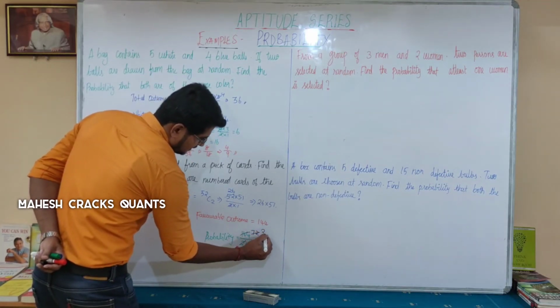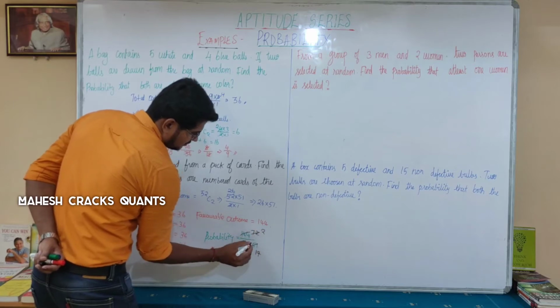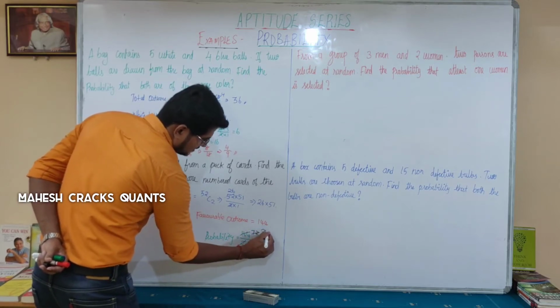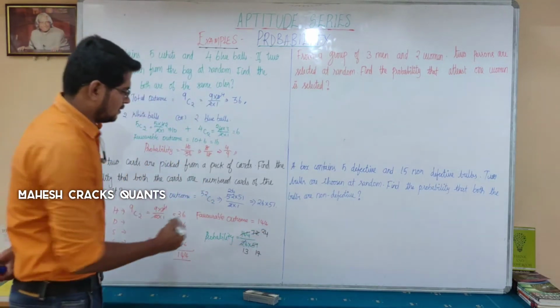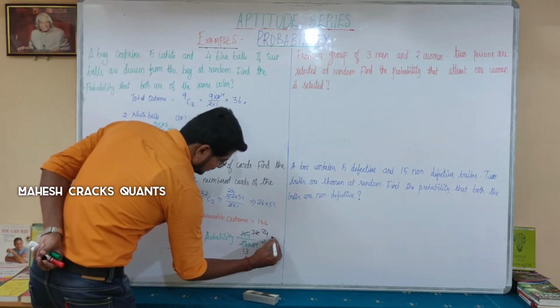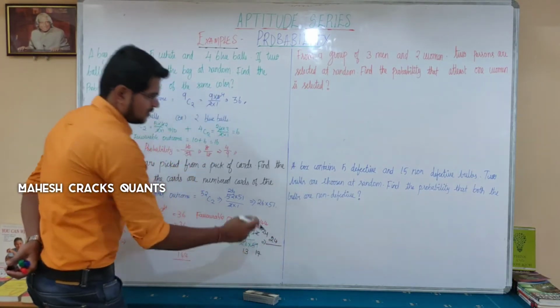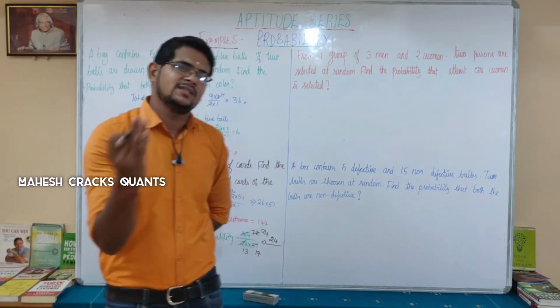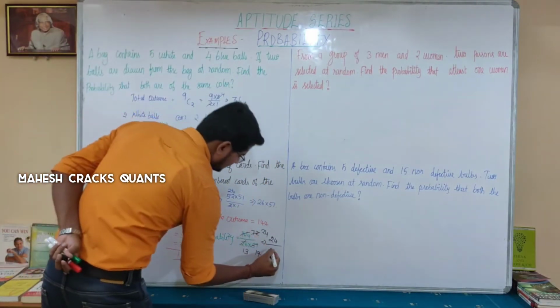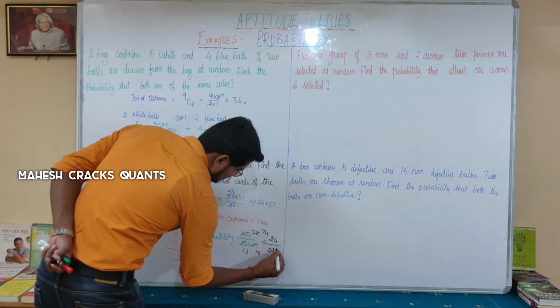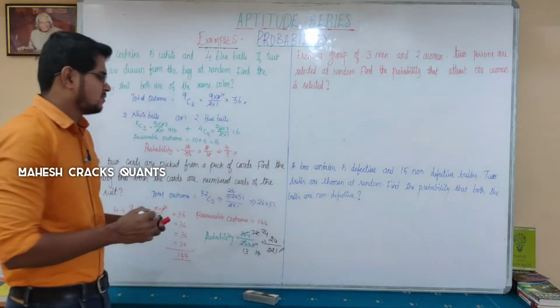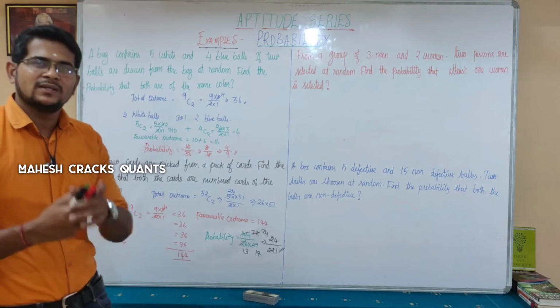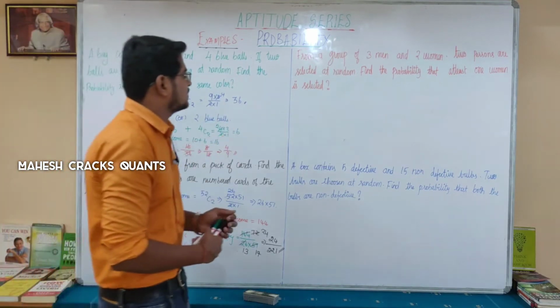Here 24 times 3 is 72. So multiply 24 divided by 13 into 17. 10 times 17 is 170. 3 times 17 is 51. So 13 into 17 is 221. So the answer for this question is 24 by 221. Okay, are you clear? Let's move on to the next question.